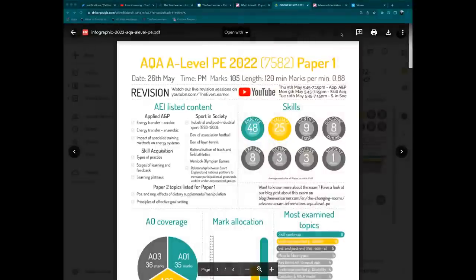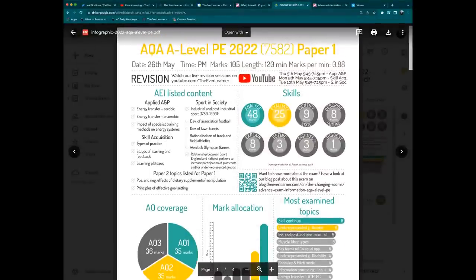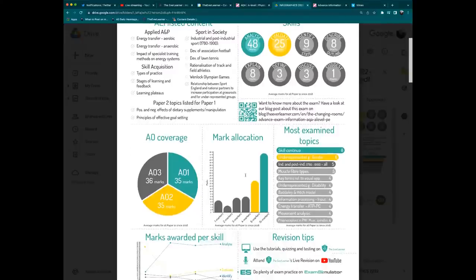Here we go. If you have a look on the infographics here, this is specifically for paper one. If you look down here, this is where your marks are going to average from. So 1 markers, you're going to get 8 to 9 1 markers.